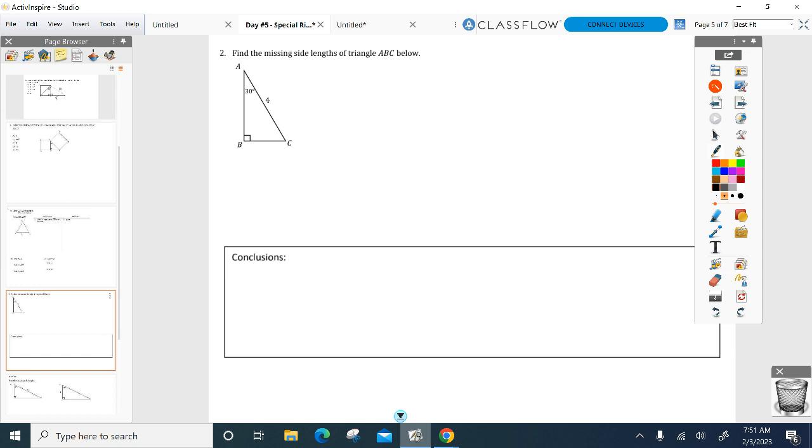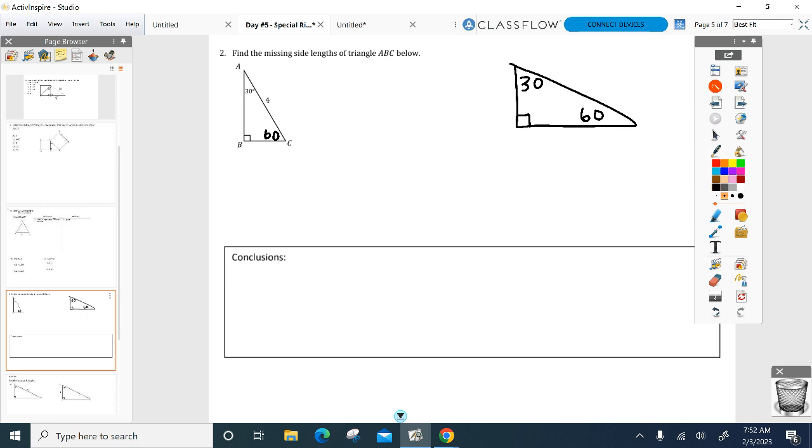60, all right? What I'm going to do to you guys today is introduce what's called the 30, 60, 90 triangle. Yesterday you had 45, 45, 90. Now I have 30, 60, 90. Before I tell you the rules for the sides, I just want to tell you what I'm going to call each side.